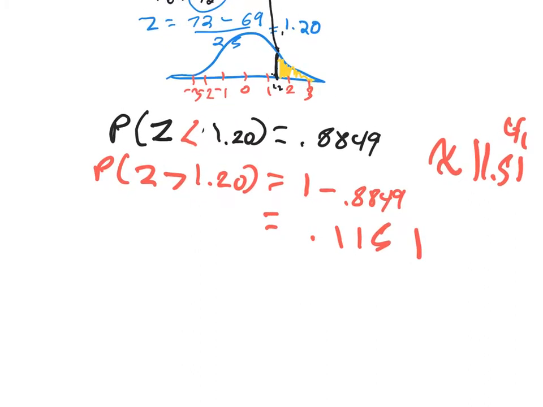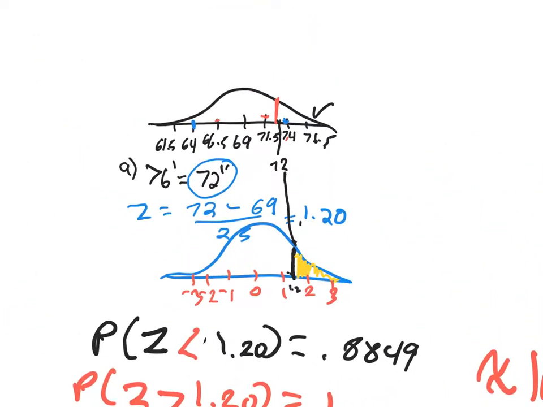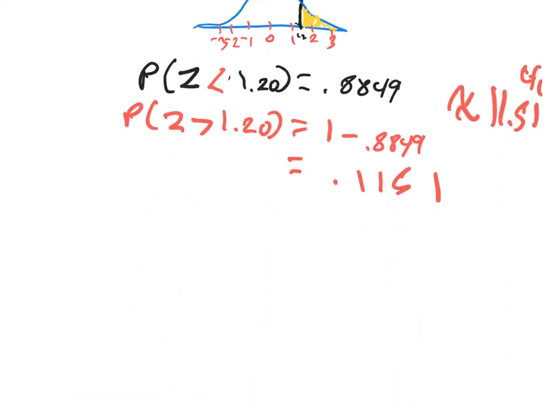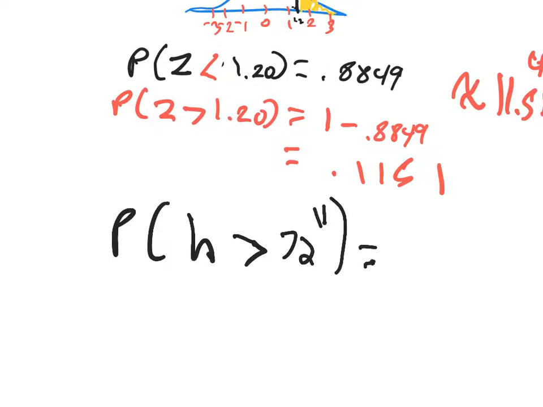of the Z curve. What if I use the curve at the top? What if I use this curve up here? That's not a Z curve, is it? Is the area the same? Yeah, but watch how I can write it. The probability that the height is greater than 72 inches is. What's the answer to that? Still the same. 11.51%.